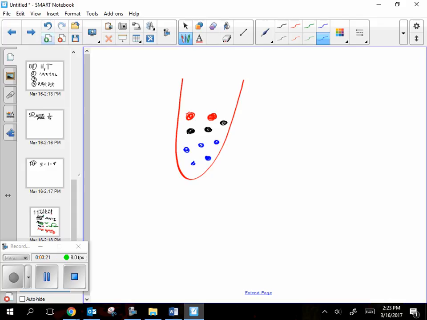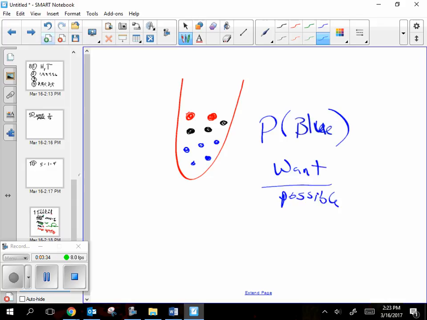But what is my probability of getting blue? The probability of getting blue is what you want to happen over what's possible. And what was possible was 1, 2, 3, 4, 5, 6, 7, 8, 9, 10. There were 10 marbles that could possibly have been picked. And what I wanted was the blue ones, and therefore it's 5 out of 10. That would be a typical probability question.